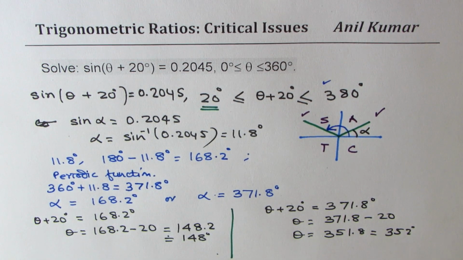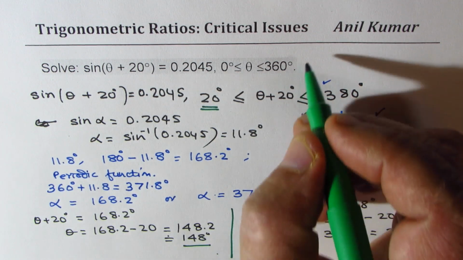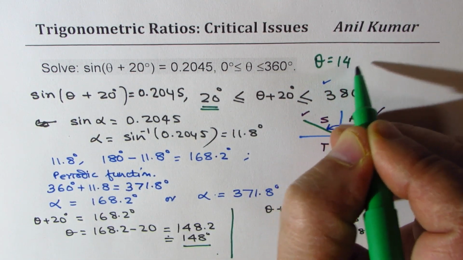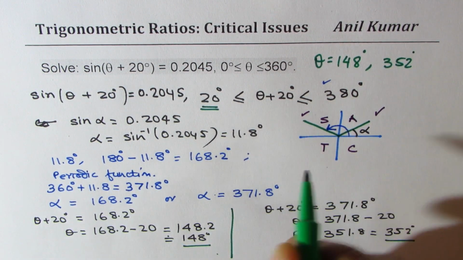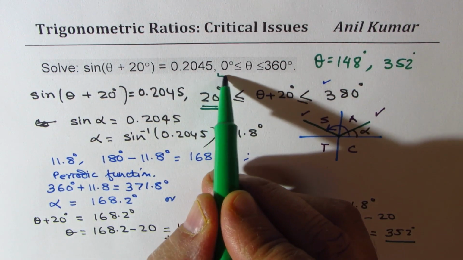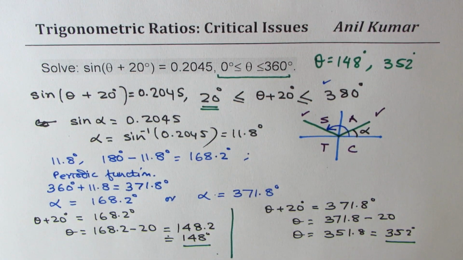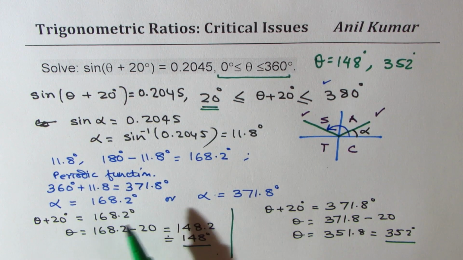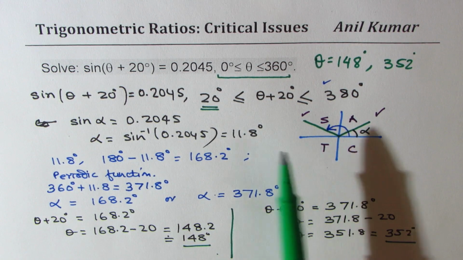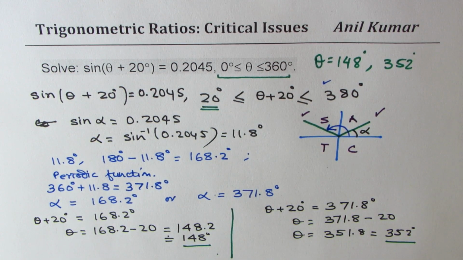So these are the two solutions for the given situation. Our answer is theta equals 148 degrees and 352 degrees. As you can see, both these angles are within our domain. You get the idea. So we have to make some adjustments to our final answers whenever we're looking for answers in a specified domain. That is a very critical issue which should be understood, and that is why we are solving these questions.